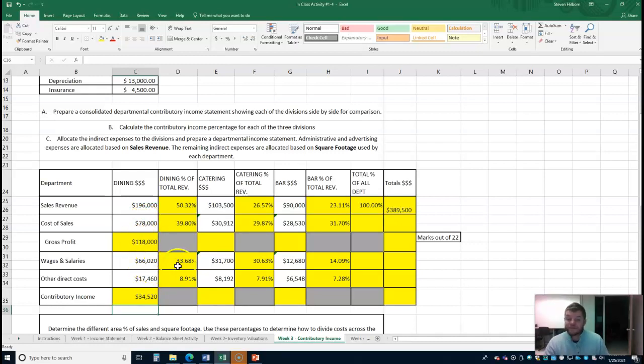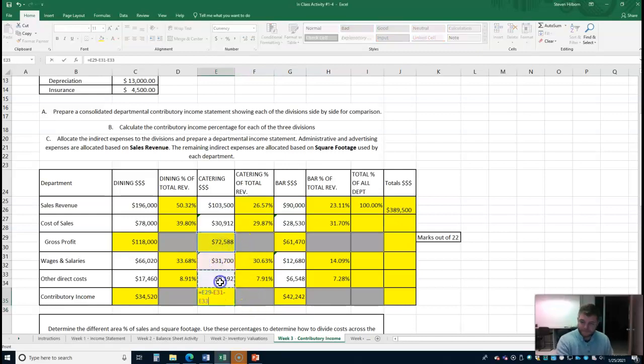Our wages are 66,000, so another 33.68. We subtracted from there, and then other direct costs are about 9, and we subtracted from there, and we are left with 34,520. Now you do the same thing with this one. I'm sure there are formulas that would make this easier, but I can't talk and think about that at the same time. So I'm just going through and doing the math here and subtracting. There we go. Okay.